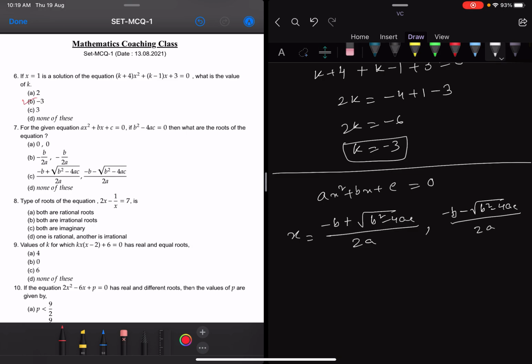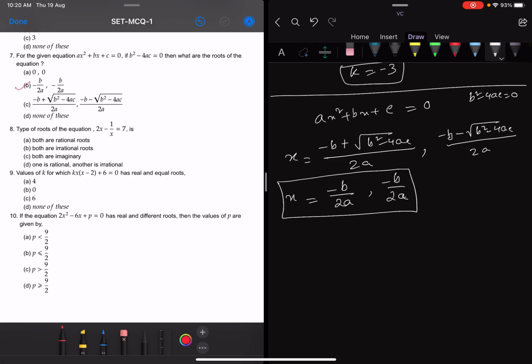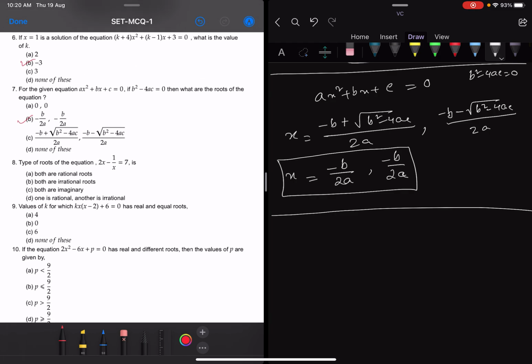Now it is said that b² − 4ac is 0, so we can put the value 0 here. Root over 0 is 0. That means minus b by 2a is the value of x. So the roots are minus b by 2a, and option B is correct.